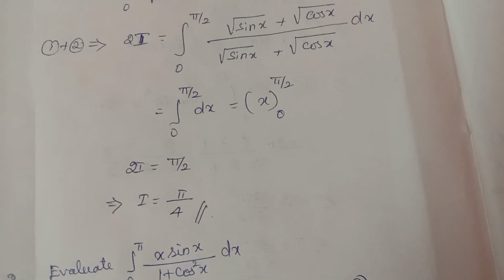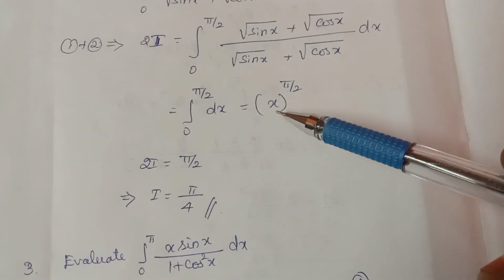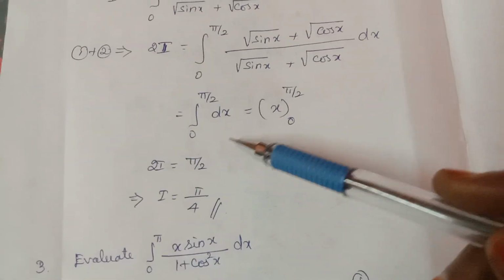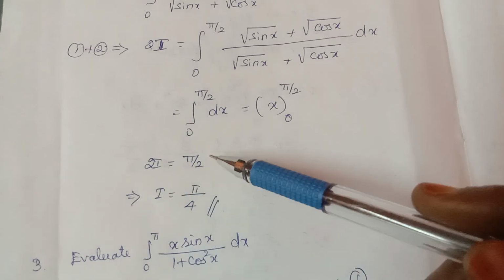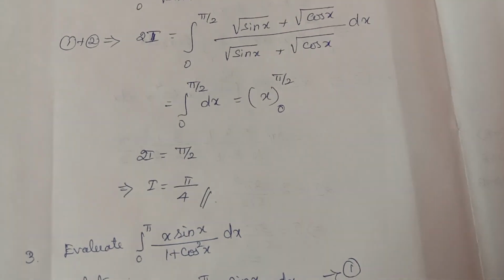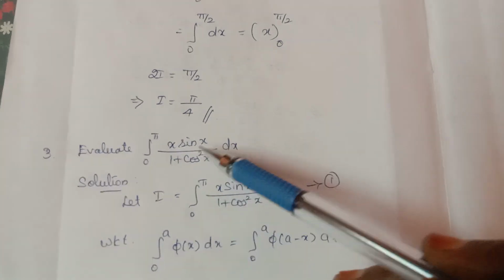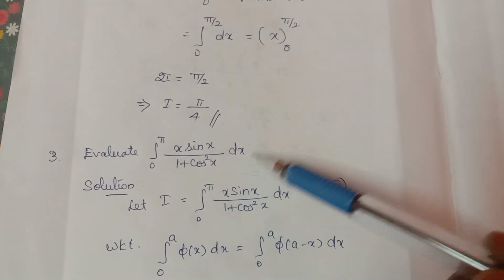So, a very complicated integral is now reduced to the simplest form, isn't it? If you integrate, you will get x within the limit 0 to pi by 2. Now apply the limits: upper limit pi by 2 minus lower limit 0. So simply 2I equals pi by 2, or I equals what? Pi by 4.